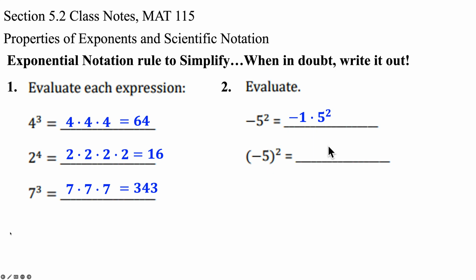So if you think of order of operations, we have to do exponents first. 5 squared, that's 5 times 5. That's 25 times the negative 1. You get a negative 25. The quantity negative 5 squared, now the whole set of parentheses is the base, whereas up here it was just the 5. So now we write the parentheses with the negative 5 twice, multiply that out, a negative times a negative is a positive 25.